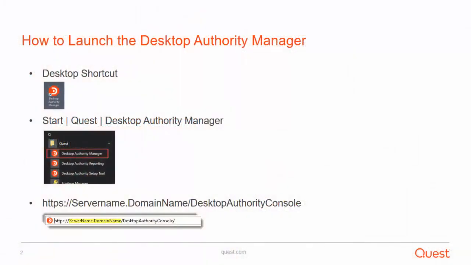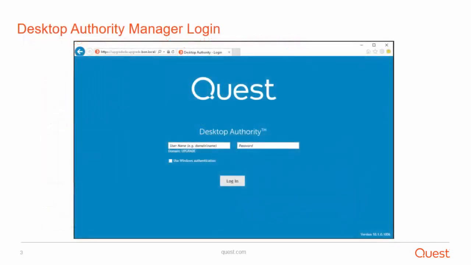After Desktop Authority is installed, you can launch the Desktop Authority Manager console one of the following ways: by clicking the desktop shortcut, by selecting the link located under Quest in the Start menu, or by entering the address directly into a web browser. The username and password credentials used to log into the manager are the user's Active Directory credentials. Check the Use Windows Authentication box to log in using the current Windows session login credentials. These are the credentials entered at the Windows logon prompt.